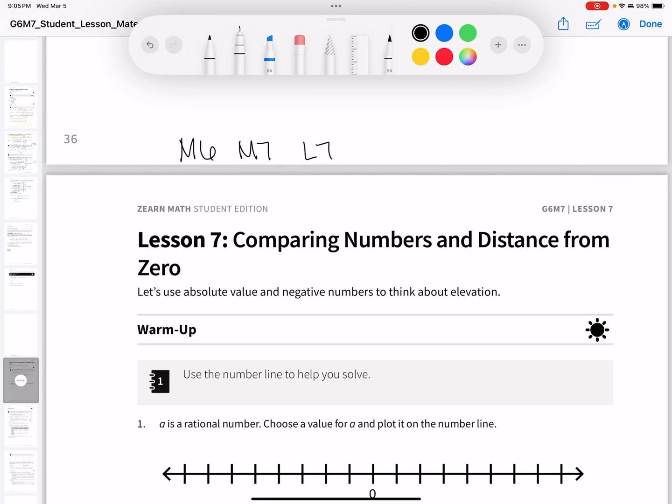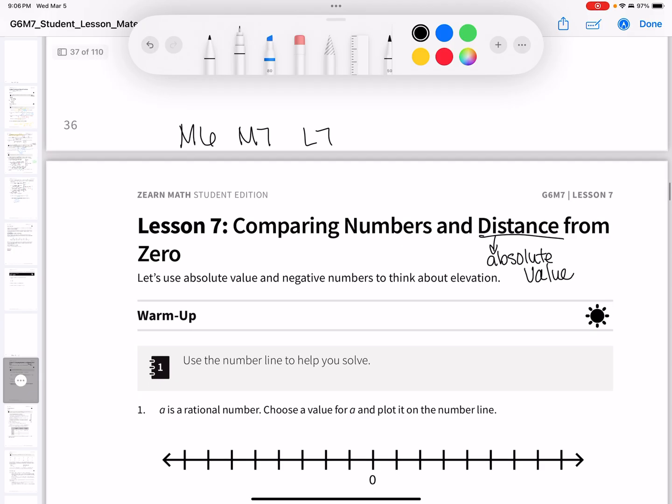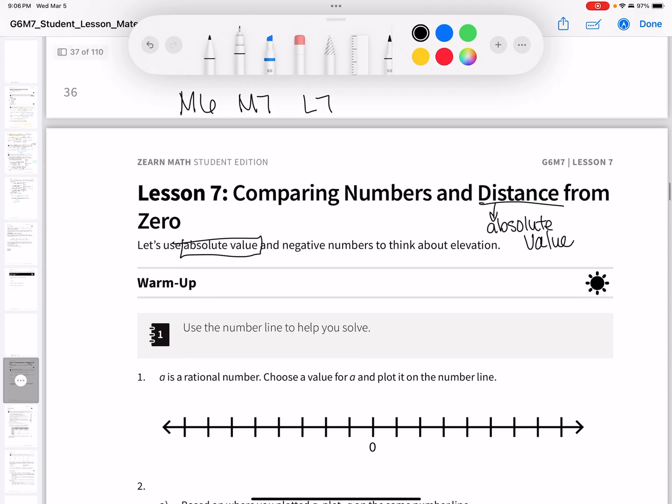Today we are doing Math 6, Mission 7, Lesson 7. Comparing numbers and distance from 0. Remember, we learned a word for distance, absolute value. All right, let's use absolute value and negative numbers to think about elevation.